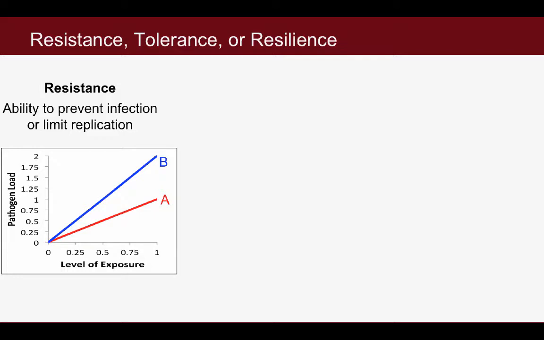One of the questions when selecting on disease-related traits is whether selection should be for resistance, tolerance, or resilience or robustness. As discussed in a previous module, resistance refers to the ability of the animal to prevent infection or limit replication of the pathogen once infected. So at a given level of exposure, individual A in this example has a lower pathogen load, for example, as measured based on the level of viremia in blood, than animal B, and therefore animal A is more resistant.